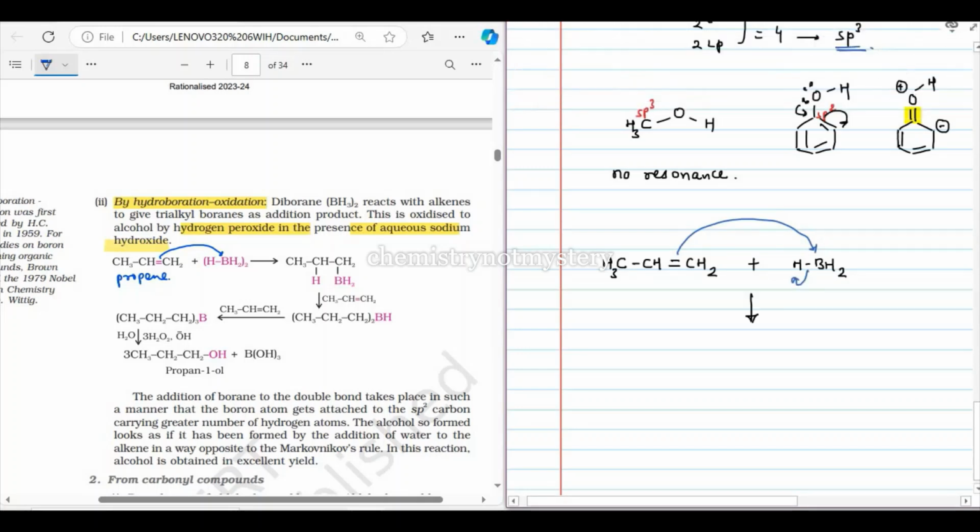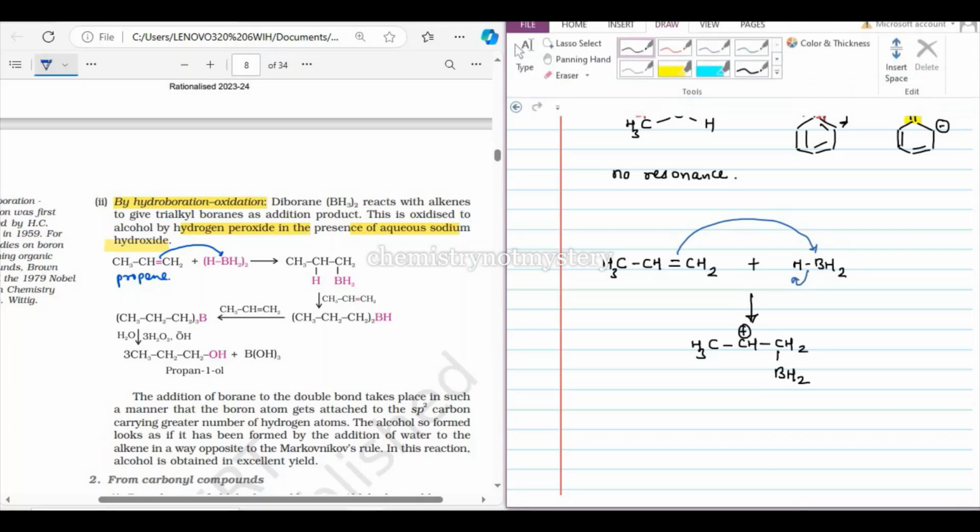So here you will get the product CH3 single bond CH single bond CH2, and as it has made bond with the boron, so here you will get BH2, and this carbon will develop positive charge. Now the H negative ion will get attached to this formed carbocation.